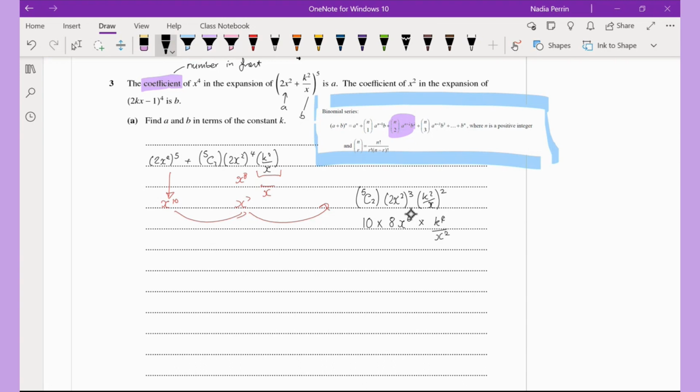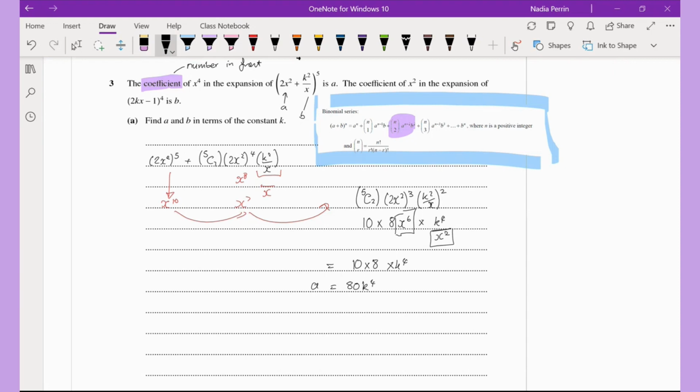So we can straight away see that x to the power of 6 over x to the power of 2 is going to give us the x to the power of 4 that we want, and the remaining 10 times 8 times k to the power of 4 is giving us the coefficient. So the answer that we're wanting for A is 80k to the power of 4. Okay, so that is our A.